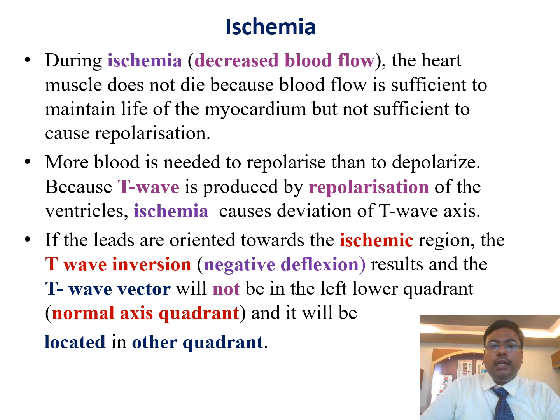The muscle does not die because blood flow is sufficient to maintain life of the myocardium but not sufficient to cause repolarization. So T wave is produced by repolarization. So ischemia causes deviation of T wave axis. So T wave inversion, negative deflection results, and the T wave vector will not be in the left lower quadrant. We look at it in other quadrant.